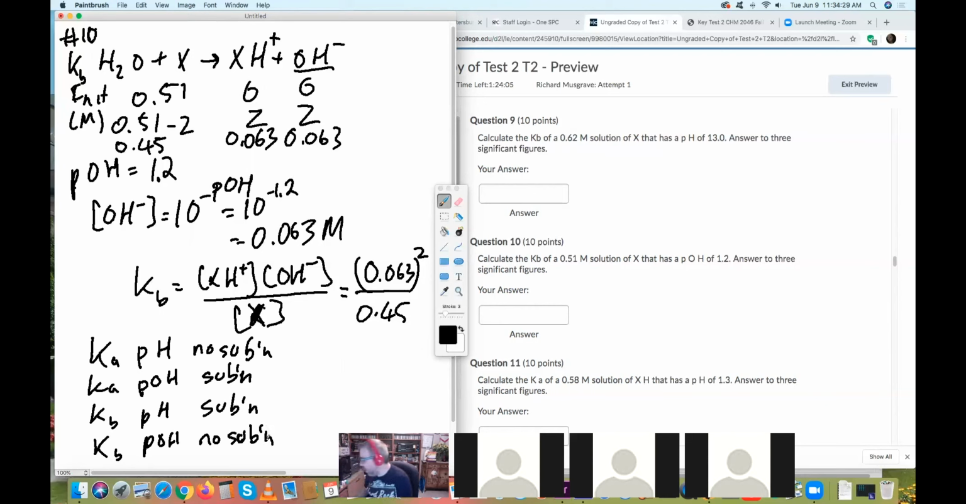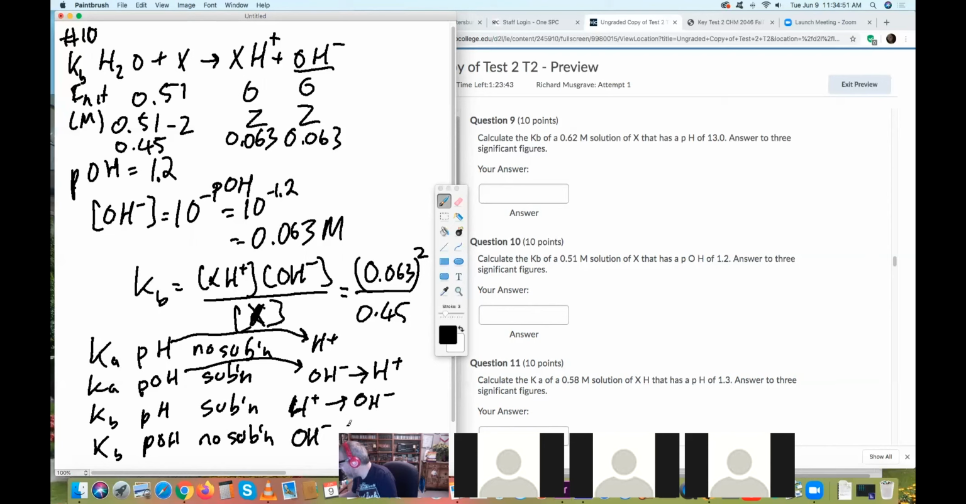But hopefully you can see why pH would lead to H plus. POH would lead to OH minus, and then that needs to go to the H plus. Likewise here, if you're given the H plus, you need the OH minus. And here for Kb, you get the OH minus, so you don't have to subtract anyway. So remember that Ka gives H plus and Kb gives OH minus. That's the bottom line.